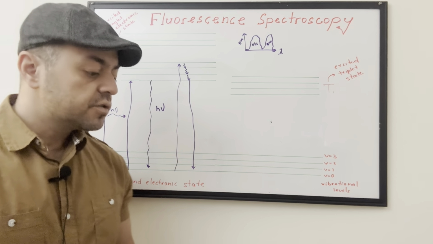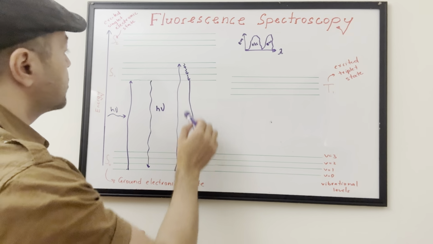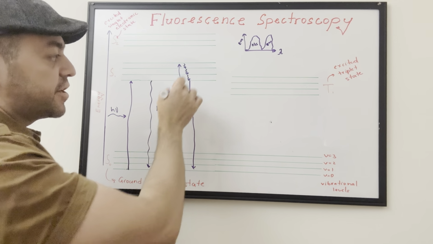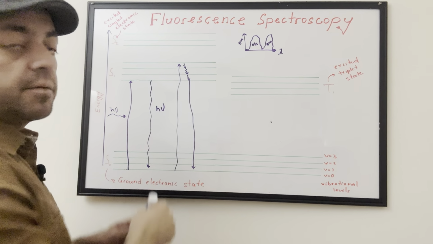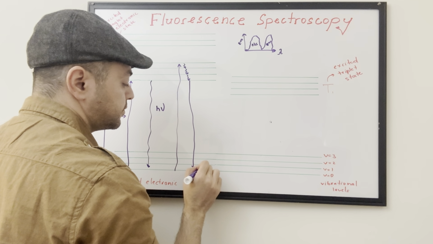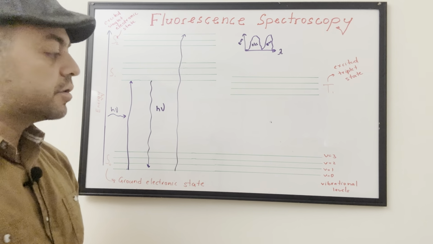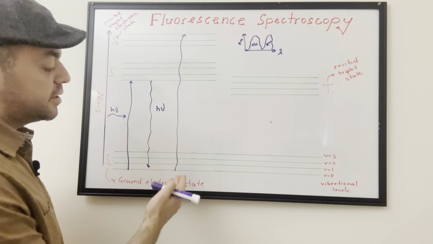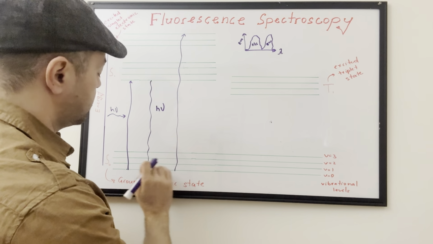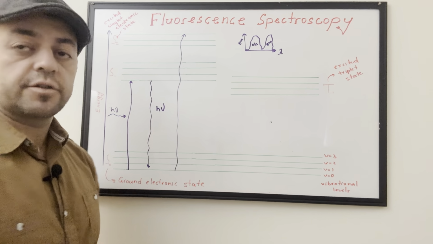So you may ask, what happens when we excite the molecule and it goes all the way to S2, not S1, not the vibrational level of S1, but somewhere in S2? I'm going to redraw it. So here I draw more clearly what happens when we apply the energy and the electron goes from S0 all the way to S2.